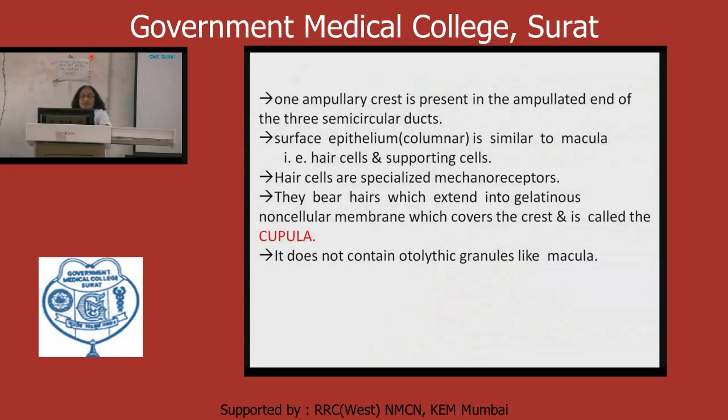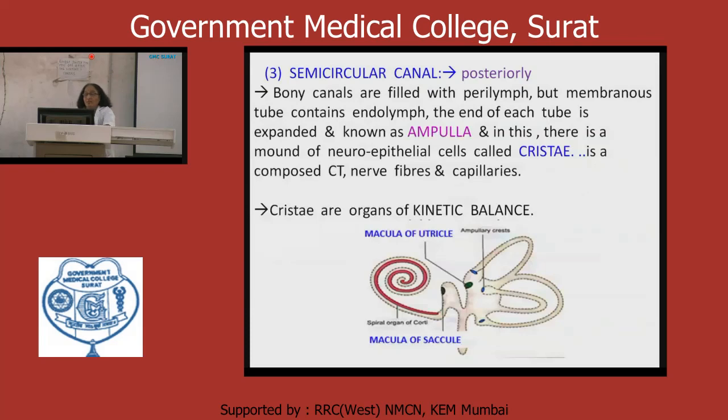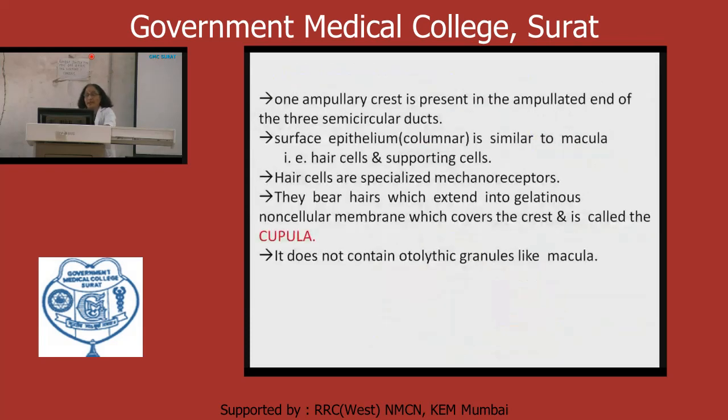The surface epithelium is columnar, histologically similar to that of the macula, that means it has hair cells and supporting cells. The hair cells are specialized mechanoreceptors and they bear hairs which extend into the gelatinous non-cellular membrane which covers the crest and is called the cupula. It does not contain otolith granules like the macula. So see the difference with the macula. Here it does not contain otolith granules like the macula.